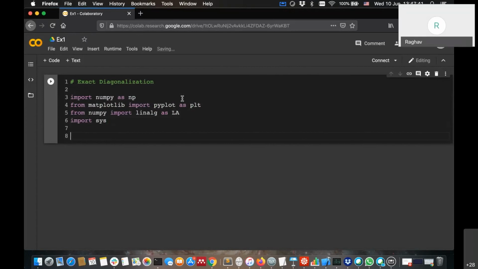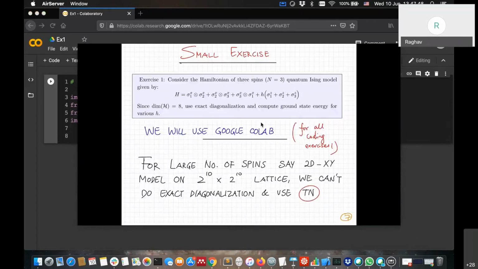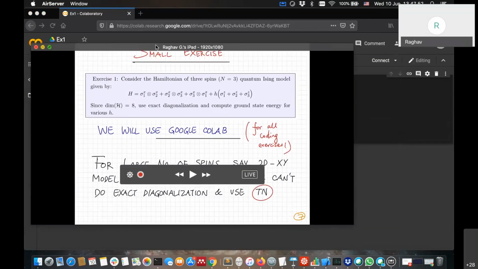Now what we need to do is look into the Hamiltonian, right? So let's look at this Hamiltonian which we have here. We have to consider this Hamiltonian of 3 spins. We are only looking at 3 spins right now. This is the 3 spin quantum Ising model, and the Hamiltonian is given by sigma x at location 1 product with sigma x at location 2, and then 2 and 3, and then 3 and 1. So this is periodic boundary condition. So the third spin is connected to the first one. And then we have this magnetic field term, which is given by h times sigma 1z, sigma 2z, and sigma 3z.